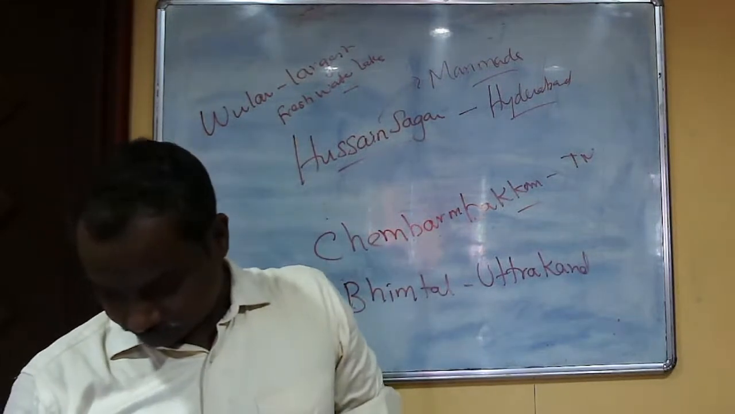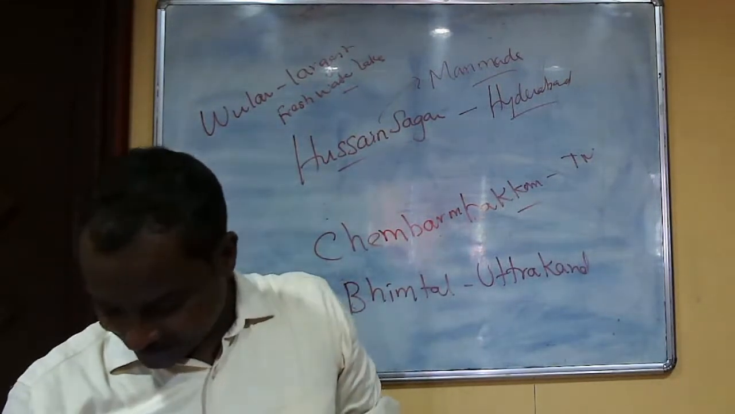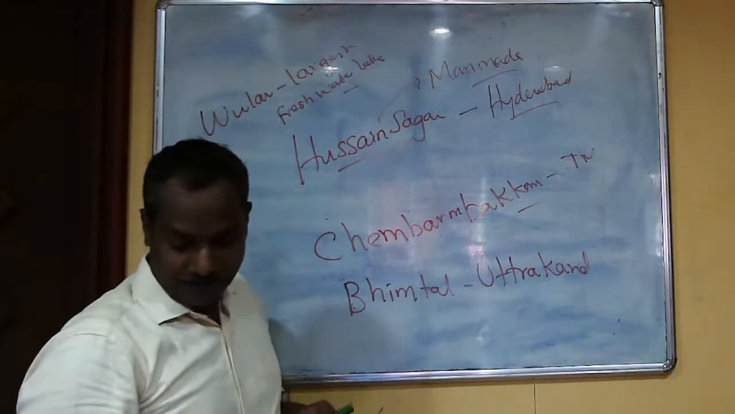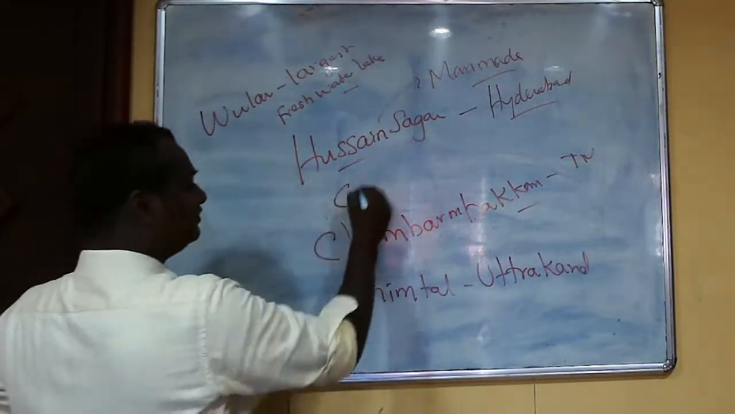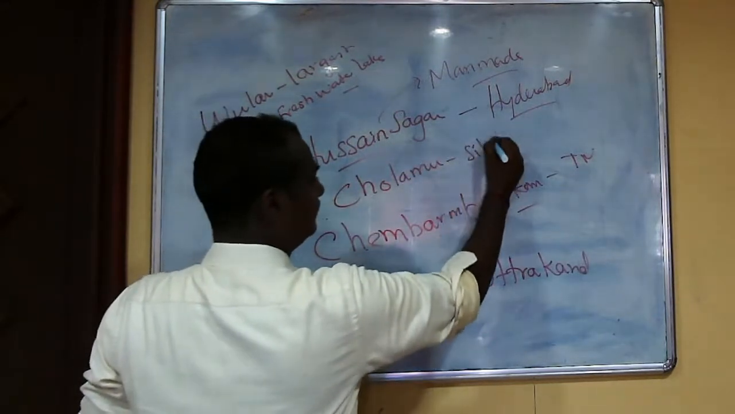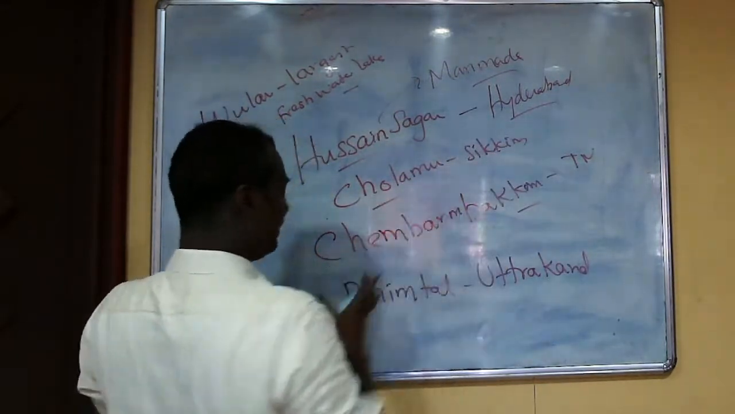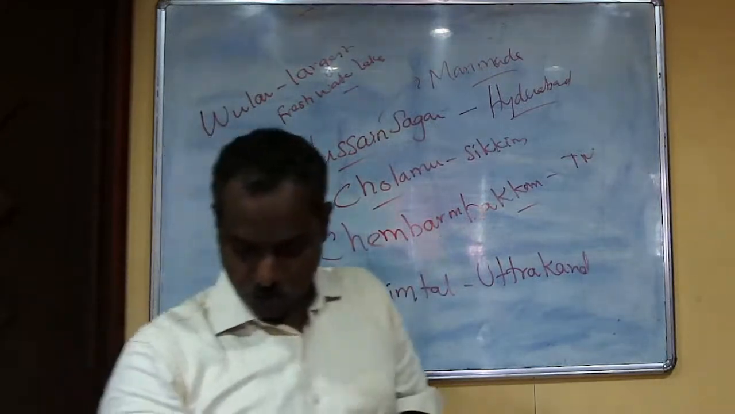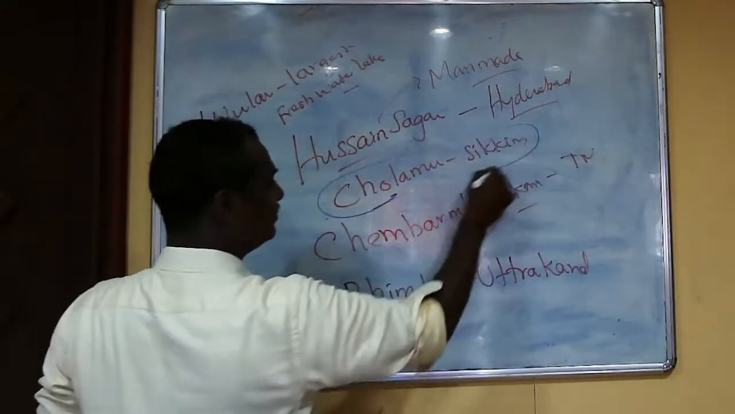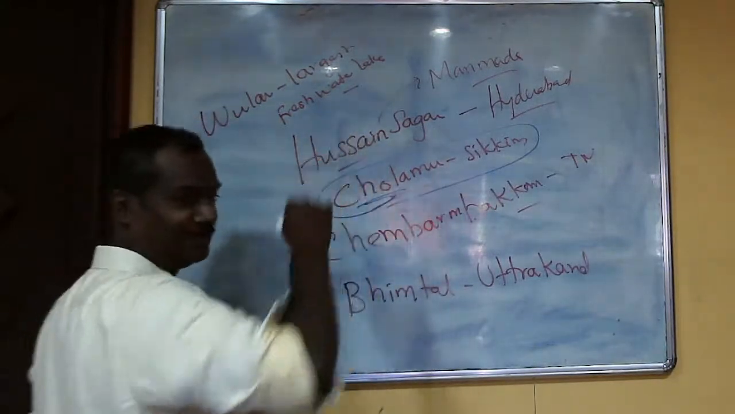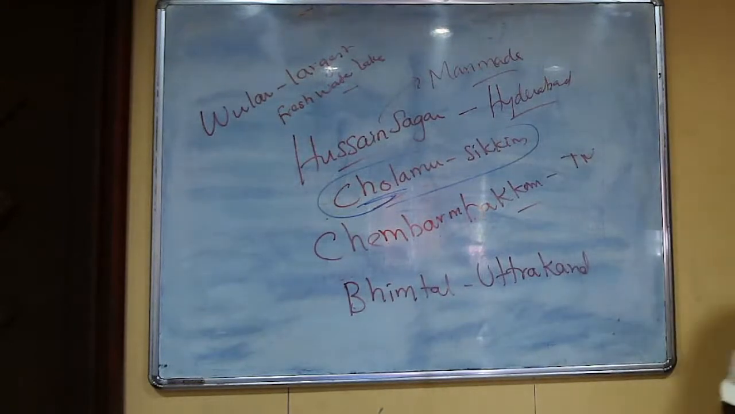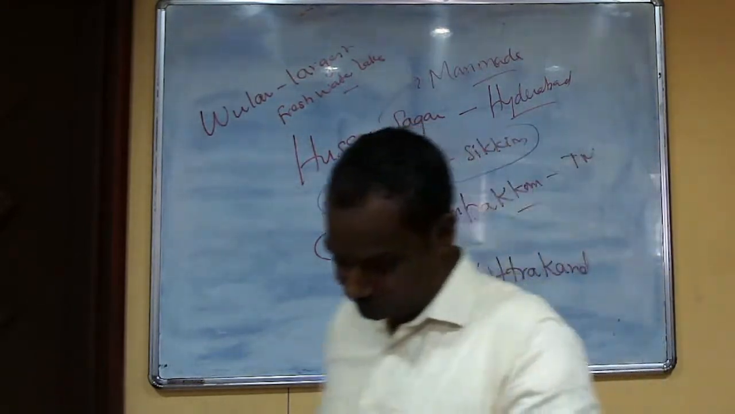If they are asking which is the highest lake in India, write down. The answer is Cholamu. It is in Sikkim, in terms of height. Cholamu. Chola, you know it? The Chola is coming, so don't get confused. Go to Tamil Nadu? No, Cholamu. Mu is there. So it is Sikkim. Cholamu.